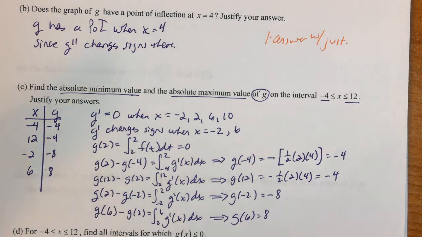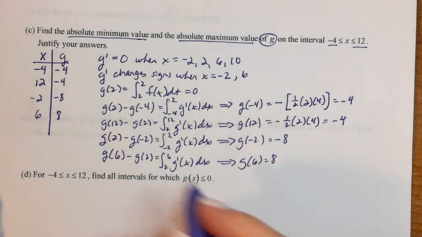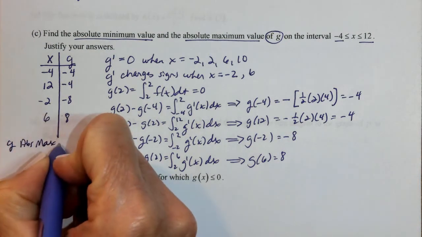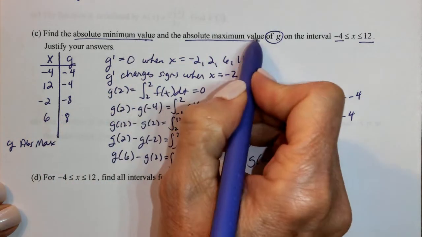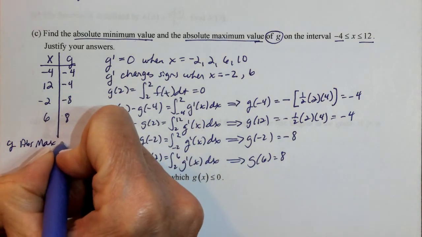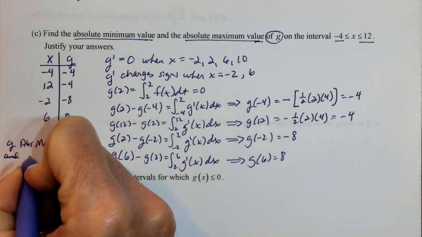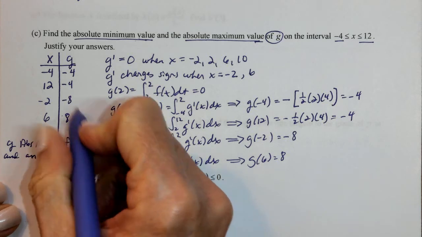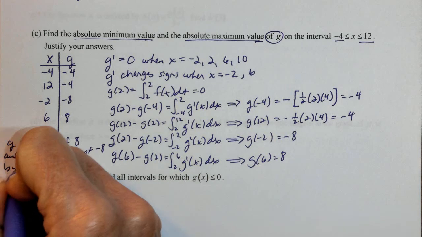All right. So my absolute min, and remember that you will have lots of space on the actual exam. G has an absolute max. We want the absolute max and min value, the value. So the absolute max of 8 and an absolute minimum of negative 8 by closed interval test.